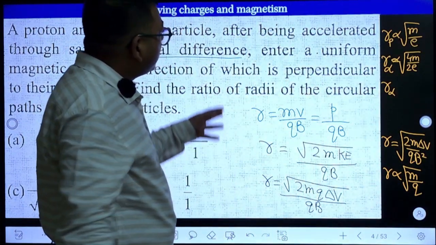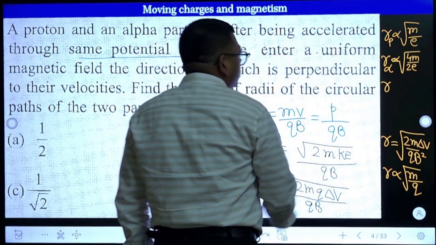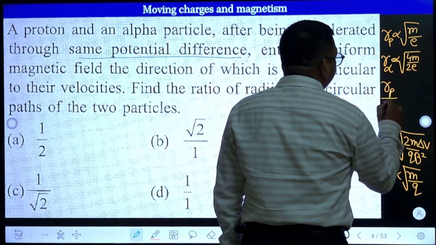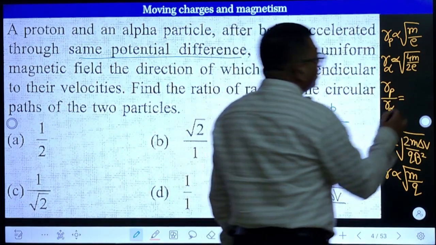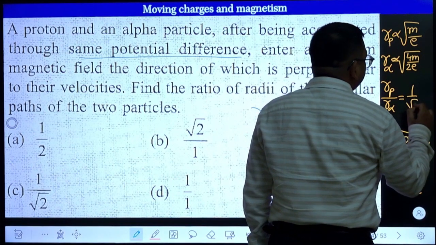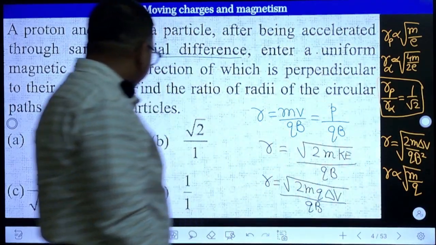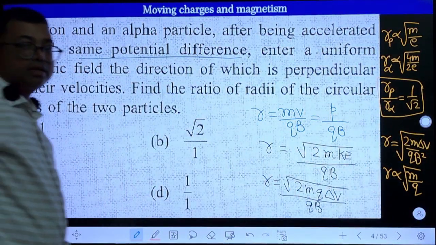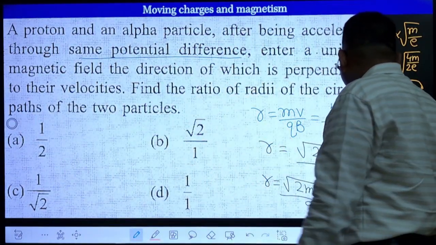We have to calculate proton by alpha particle, I think. So let us take the ratio of proton by alpha particle. When I take it, what do we get? We get 1 is to root 2. Right, 1 is to root 2. We get option C. That is the correct answer. Right, let us move to the next question.